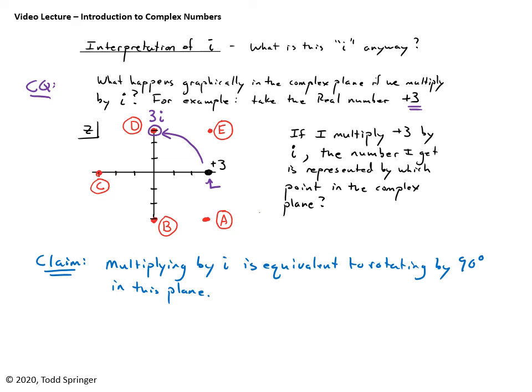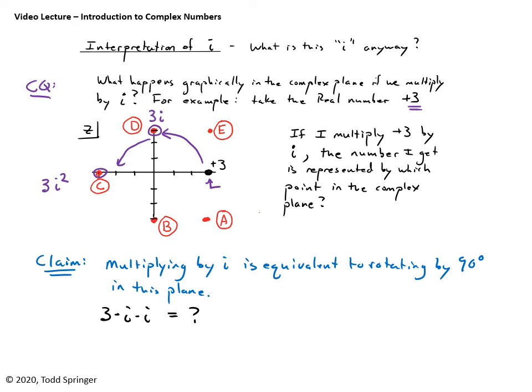Okay, so now what if I multiply by i twice? So what if I took 3 times i times i? Well, what happens? I rotated it by 90 degrees by multiplying by one i, and then if I multiply by i again, I go by another 90 degrees and I end up here, right? So this is 3 times i squared, right? Point C. But that's on the real axis, right?